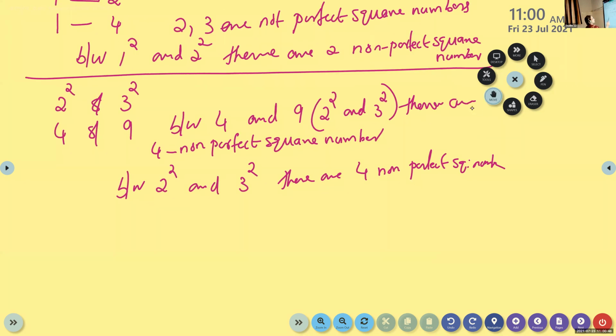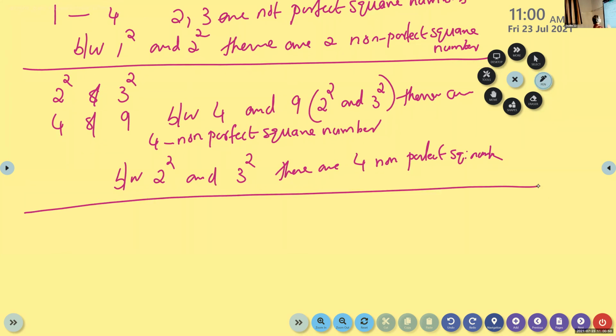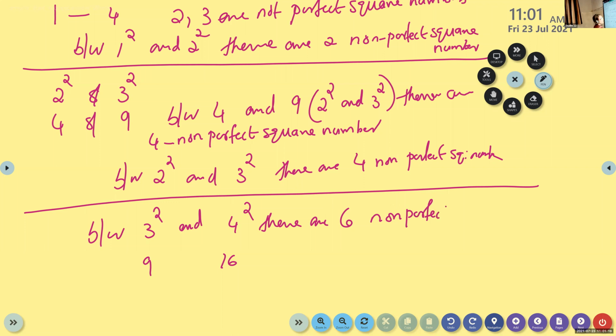Okay, that is between 3 square and 4 square. All of you find how many non-perfect square numbers there are between 3 square and 4 square, that is between 9 and 16. How many are there? 6. There are 6 non-perfect square numbers.